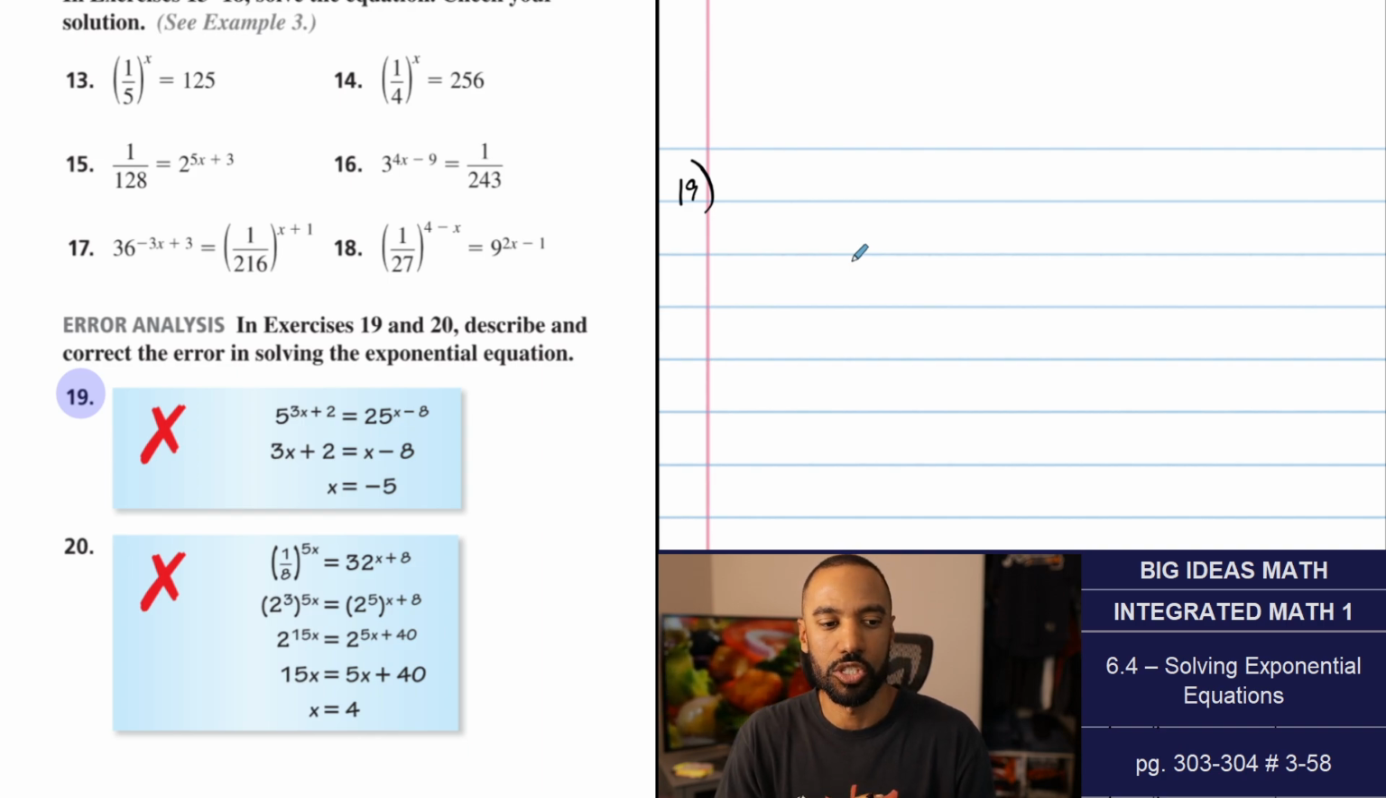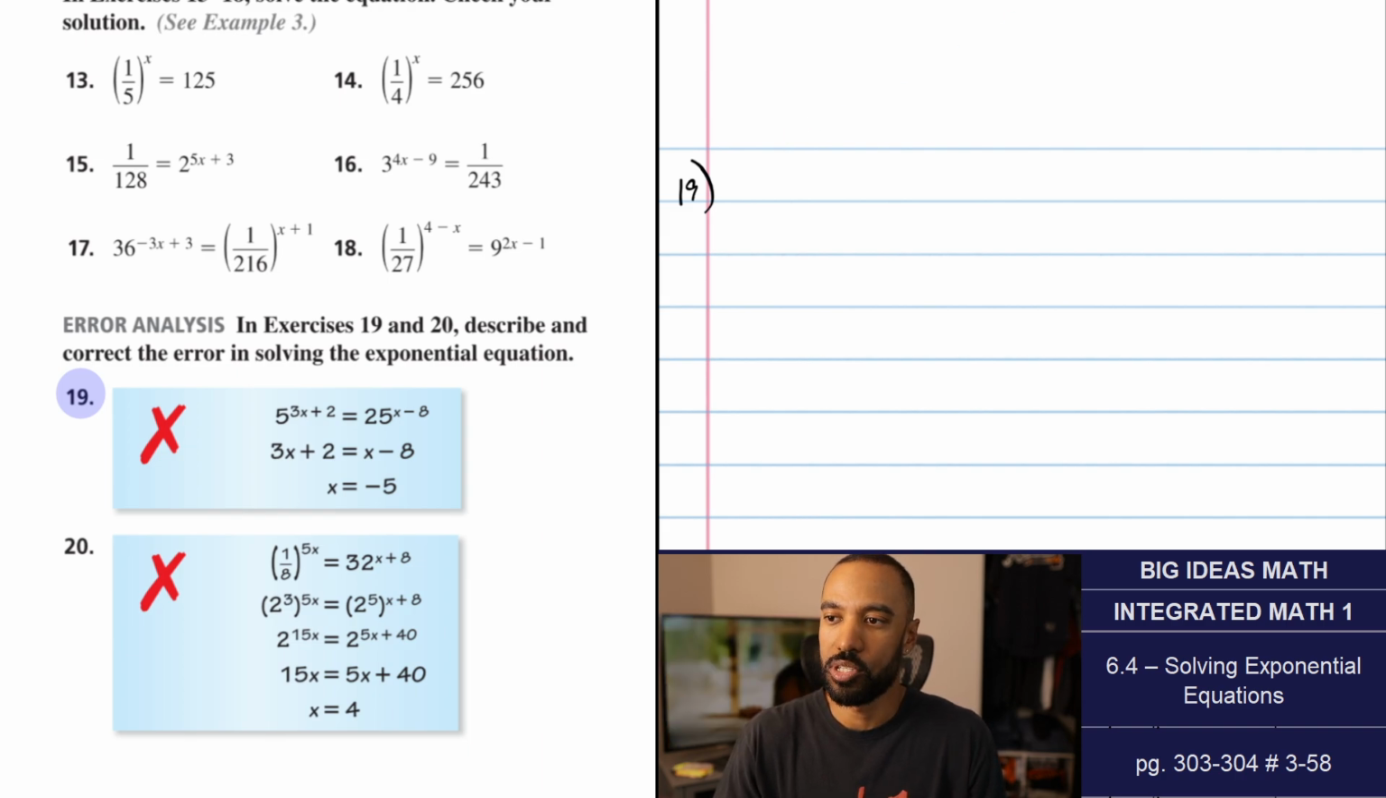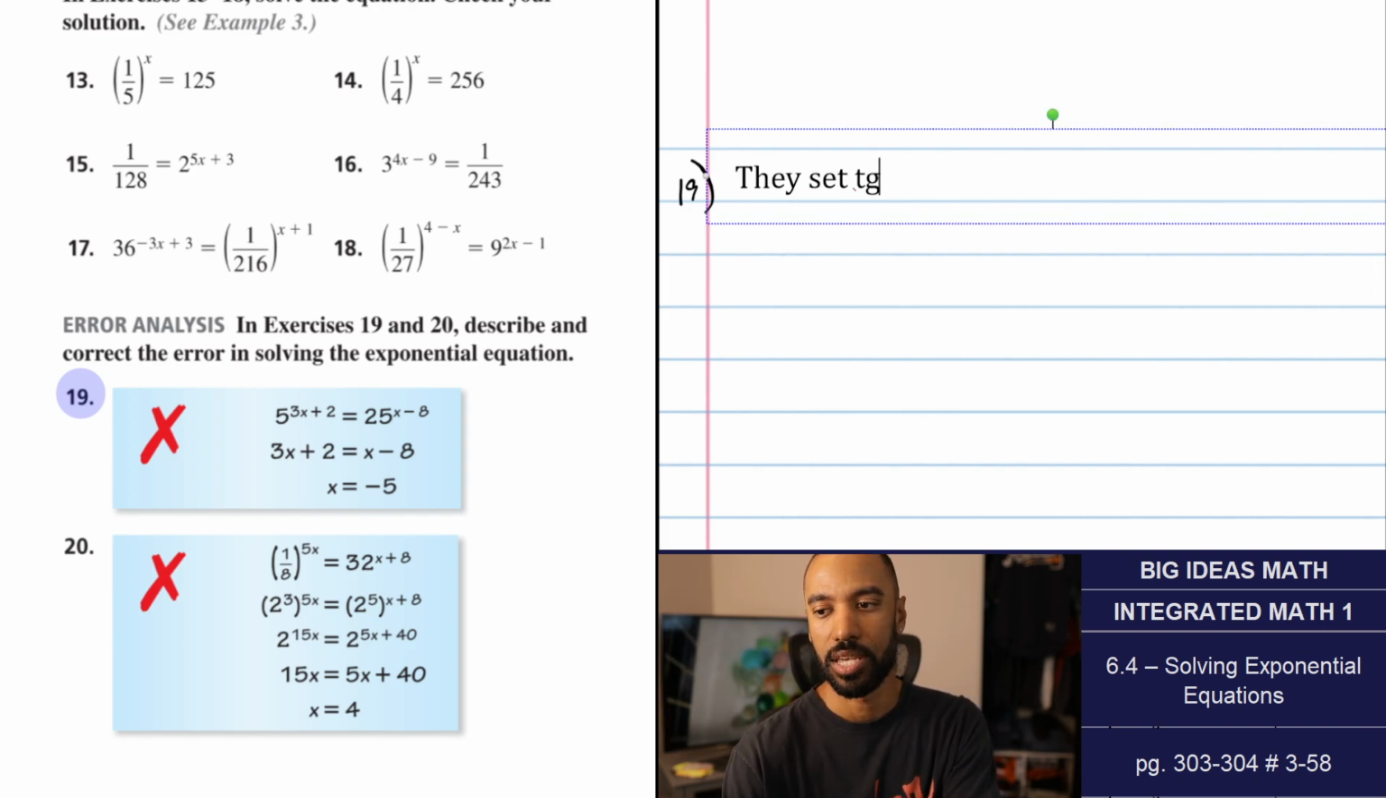All right, in exercises 19 and 20, describe and correct the error in solving the exponential equation. The first one I'm seeing is they never match their bases. They set the exponents equal without doing that. Now, we're going to have to correct it. We're going to have to do it for ourselves, but they set the exponents equal.